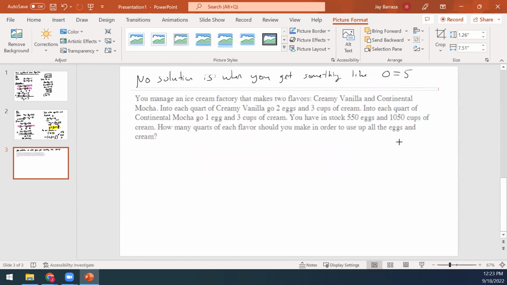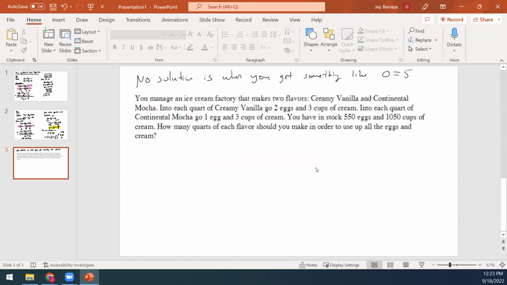So we'll just practice, because just as important as being able to solve these, you have to be able to set them up. So the setup is equally as important as the solving, right? So you're making 2 ice cream flavors. You've got vanilla and mocha. Vanilla uses 2 eggs and 3 cups of cream. And then mocha uses 1 egg and 3 cups of cream. So you have 550 eggs and 1050 cups of cream. So how many quarts of each can you make, right?